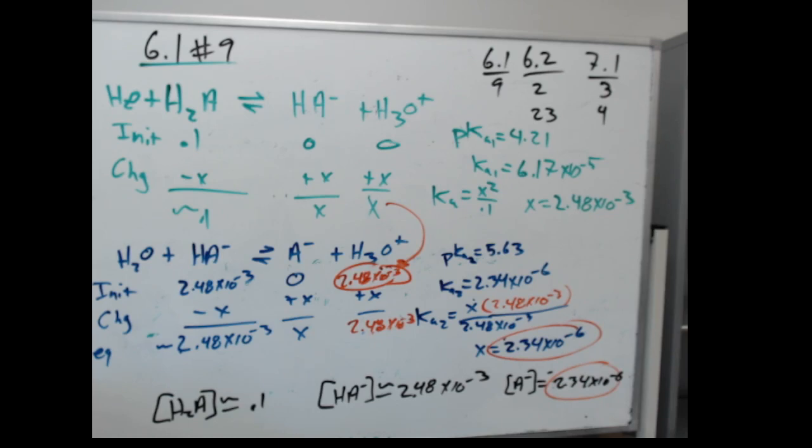And then, it says will the solution be acidic, basic, or neutral? I'm assuming acidic, just because we're adding acid to water. We're adding acid to water, we end up acidic. Yep. So that was 6.1, number 9 for Chem129.